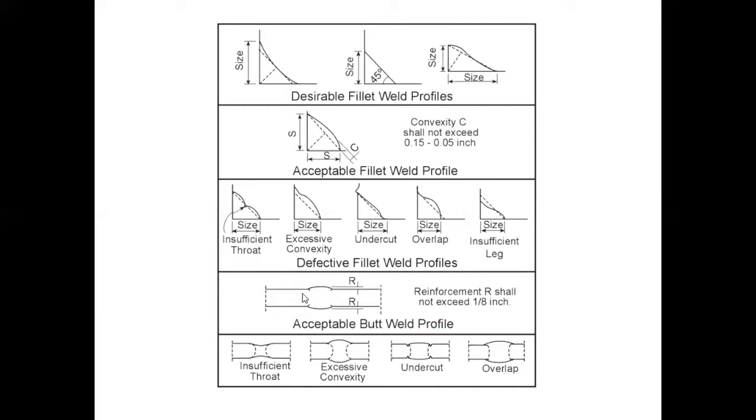Acceptable butt weld profile. We're looking right here. What we see is R, and the R stands for reinforcement here. And it shall not exceed 1/8 of an inch. That goes for the cap and the root. So if your root's hanging down a 1/4 inch, that's going to be way too large. 1/8 is the maximum of what we want. And there is a reason for that.